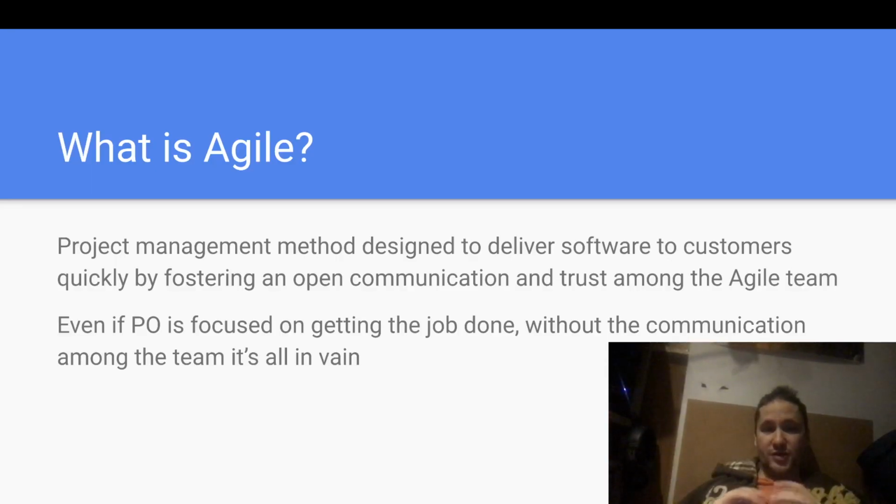So first of all, Agile is a project management method that is designed to deliver software to customers quickly by fostering open communication and trust among the Agile team.